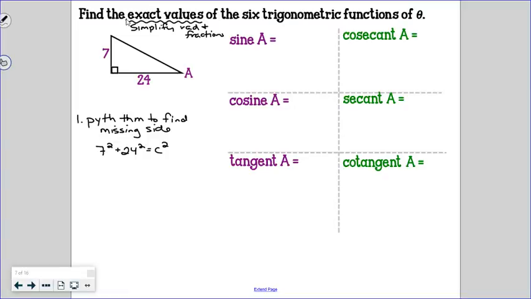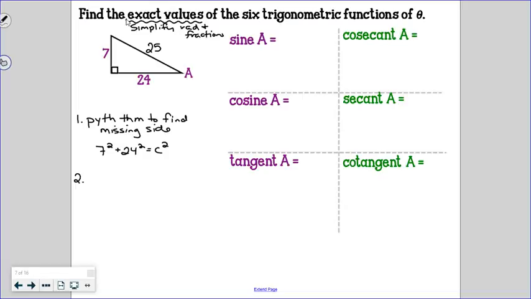And I think this one turns out nicely. What's our missing side here? 25. Okay. The next thing is I want you to look at which angle they're asking you to write the ratios for, and that's written in the problem itself. Sine of A, cosine of A, they are all going to be the same angle in these problems. It's asking us for angle A.